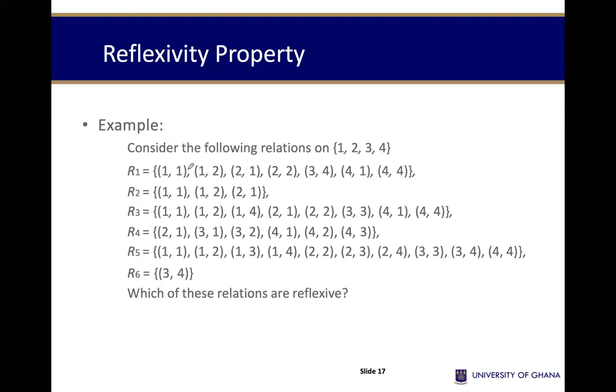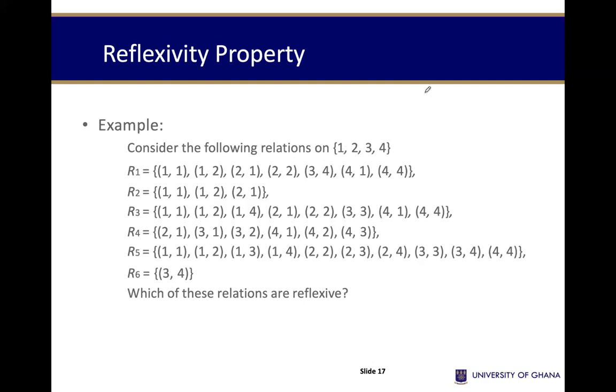All I'm looking for is that for it to be reflexive, I need to be able to see that 1 is related to itself. I need to see that 2 is related to itself. I need to see that 3 is related to itself. And lastly, I need to see that 4 is related to itself. That is it about reflexive.